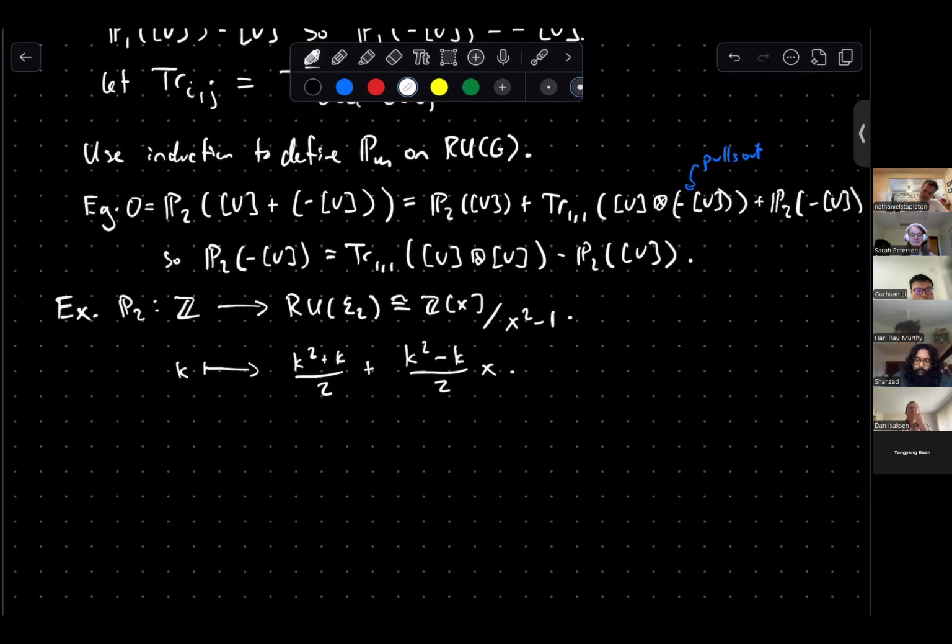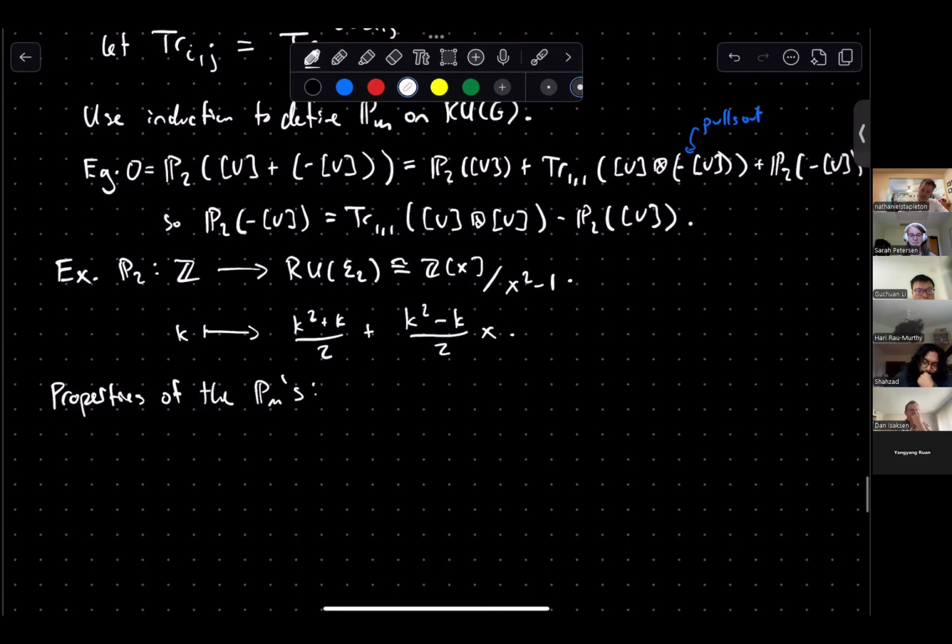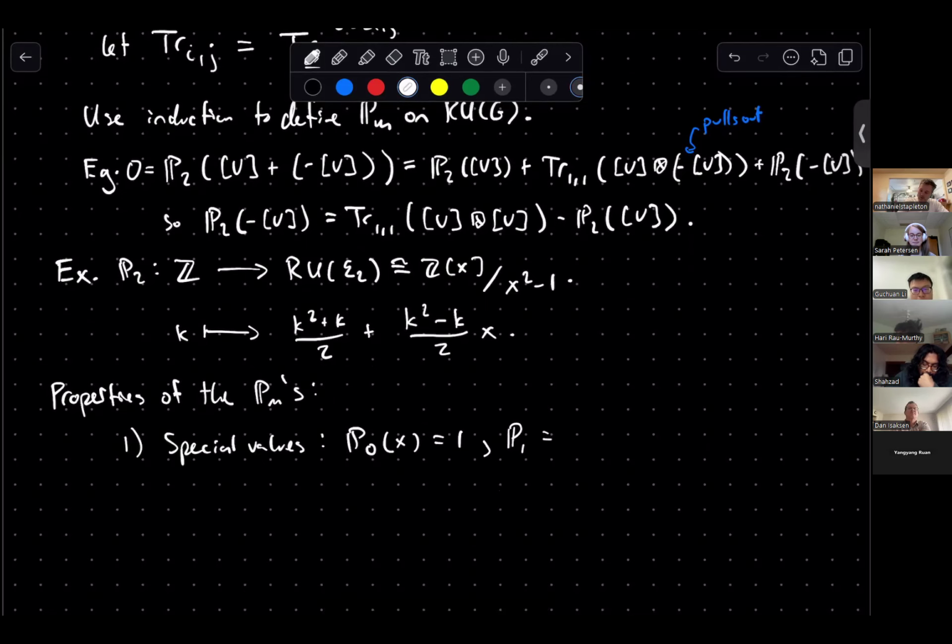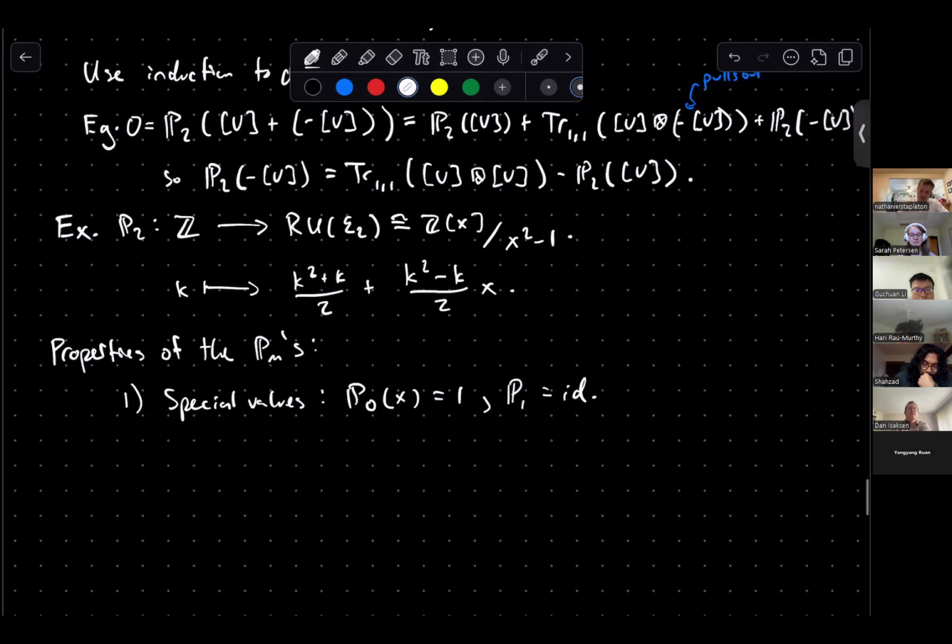So I just want to talk about some basic properties of these power operations. So one is special values. Like P0 of anything is 1. So P0 is the constant function 1. P1 of anything is itself. So P1 is the identity.